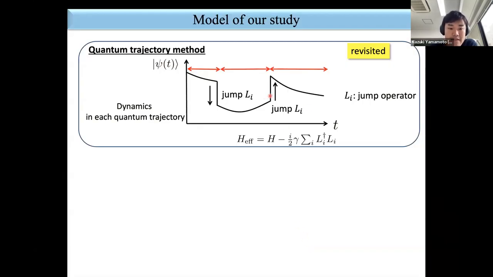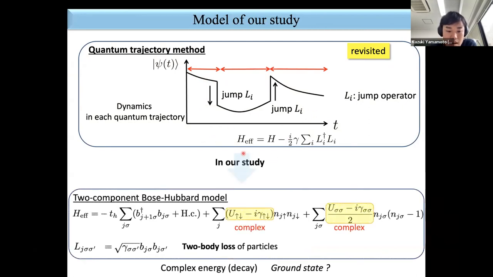Here we revisit the quantum trajectory method. In this quantum trajectory, the single trajectory in each dynamics is described by the non-Hermitian effective Hamiltonian. In our study, we introduced the non-Hermitian effective Hamiltonian by the two-component Bose-Hubbard model with two-body loss processes. So the system, the two-component Bose-Hubbard model, has two-body loss of particles. As a result of this dissipation, these interactions become complex valued. This means that the system has complex energy with decay, and we now have to clarify how to consider the ground state.